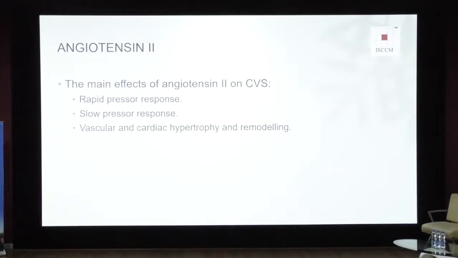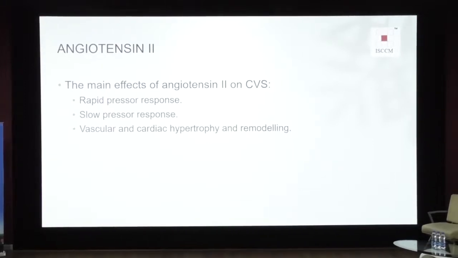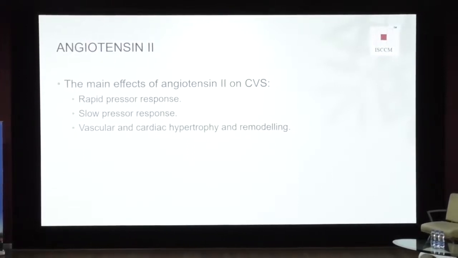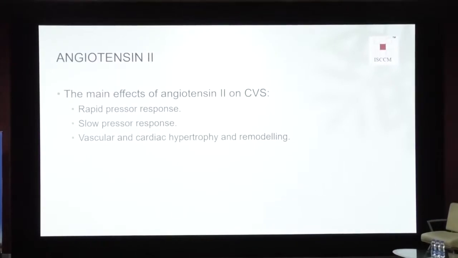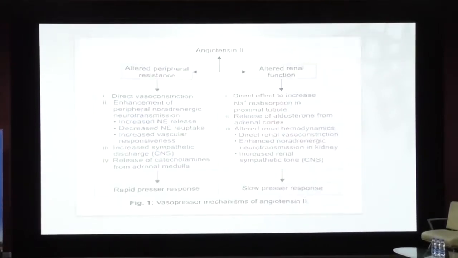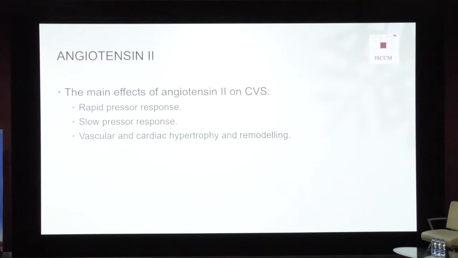Coming to angiotensin 2, it is used as a vasopressor only. Actually, it has the advantages of a rapid pressor response and a slower pressor response. Once you start it, it will cause both vascular and cardiac hypertrophy and remodeling. The disadvantage is that 1 mg costs around 70,000.